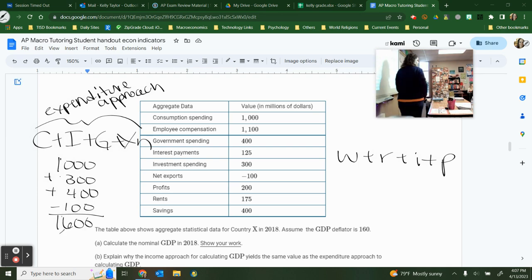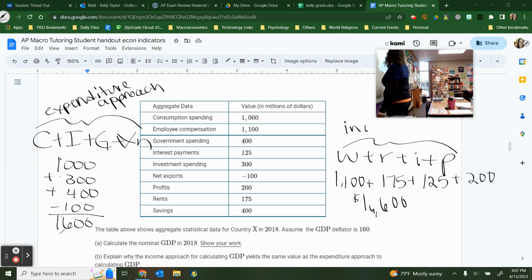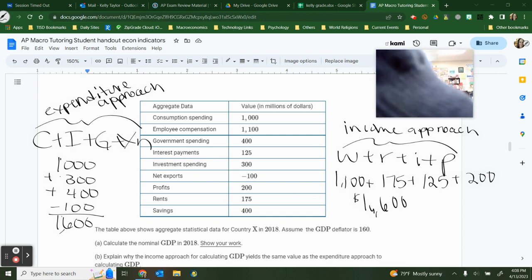If you had done the income approach, wages is at 1,100. Rent is 175. Interest payments is 125, and profit is 200 for a grand total once again of 1,600. Ooh, 1,600. And this is the income approach. Look at that. Expenditure approach.